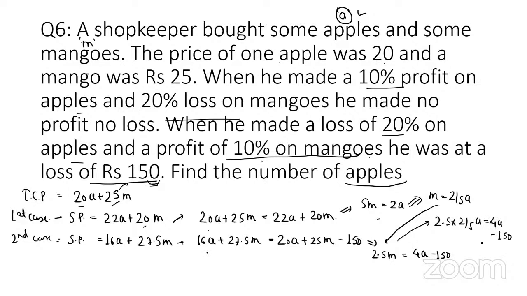Let's solve it further. We get what? 150 taken to the left-hand side. This is 4A minus this. Guys, 2.5 into 2 is 5. 5 by 5 is 1. We can say this is nothing but A. So 3A is equal to 150 and the value of A should be 50. So we can say the number of apples which he bought is what? 50. Right, so this could have been solved easily.